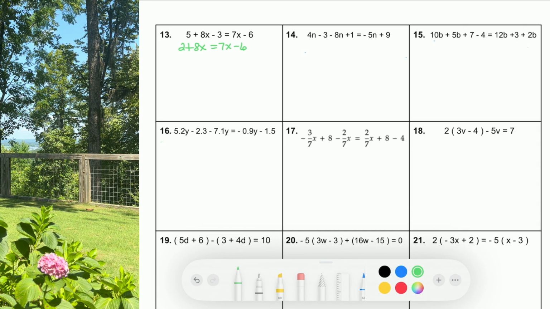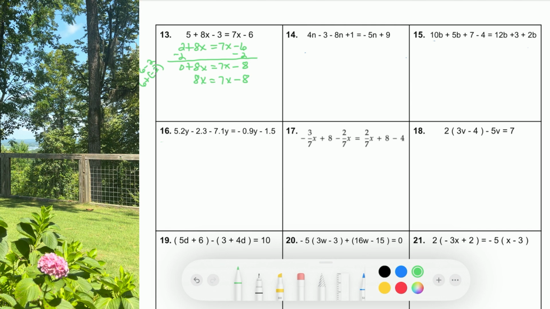At this point, I want to move the 2 by subtracting. That's 0 plus 8x equals 7x minus 8. That -6 minus 2 is the same as -6 plus a -2. Remember the keep, change, change. So if you need to do that to the side, go ahead. I'm going to just go through them like this just for the sake of time. But if you need to go to the side and do that, go ahead. So this becomes 8x equals 7x minus 8.